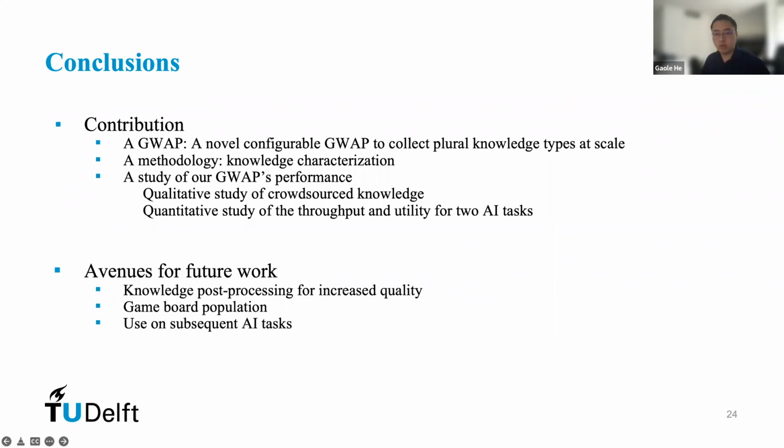In the future, we will consider, first, improving the quality of collected knowledge with post-processing, such as redundancy removal, and secondly, the generation of game boards, which largely affects the collected knowledge. We will also explore how to generate more meaningful game boards based on efficiency, quality, and player experience. And thirdly, we may explore using the plural knowledge tuples collected from Find It Out on downstream tasks.